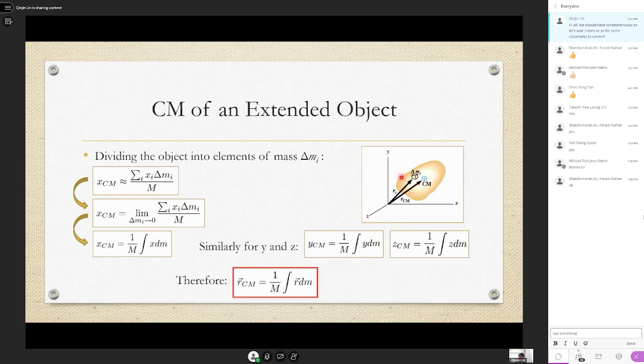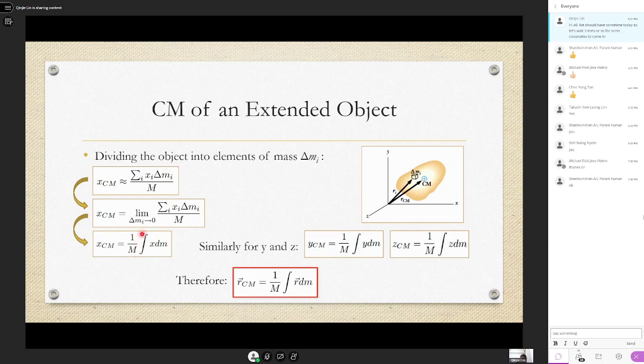To find the CM of this object, it's just summing all the mx, my, and mz of all the particles, then dividing by the total mass. The one shown here is for the x direction: summation of mx divided by total m. Then, since you have many particles together, you will do an integration to sum them up. So you'll get equations that look like that.